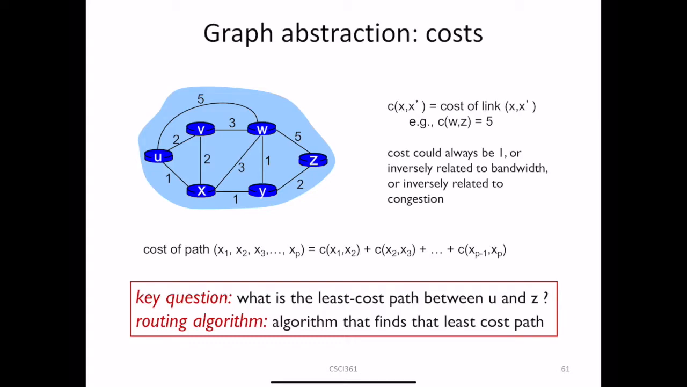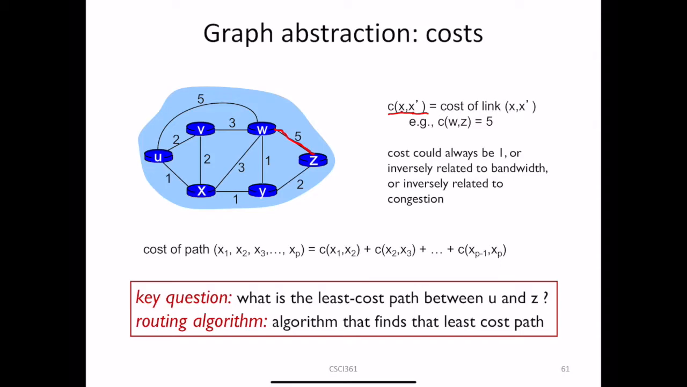Another very important factor for the graph abstraction is the cost. The representation for the cost could be this format, a lowercase c with parentheses. Within the parentheses, we have two router names, x and x prime, which represent the cost of the link from x to x prime. For example, c(w,z) equal to 5 represents the link cost between W and Z being 5. The cost can also be set equal to 1, and that's one type of cost assignment. Another type is to assign the bandwidth of the link as the cost, or to treat the congestion status of each link as the link cost.